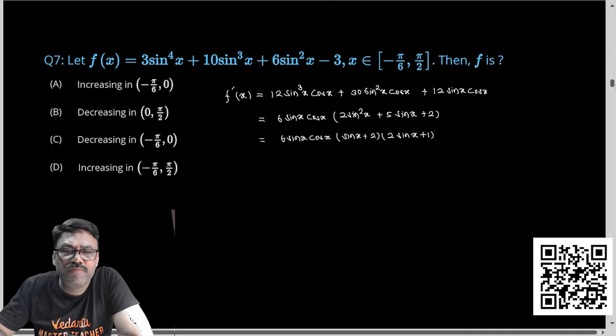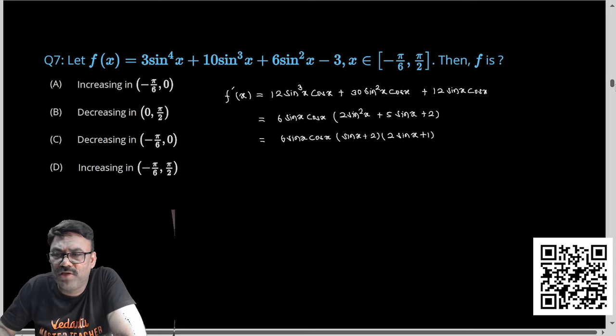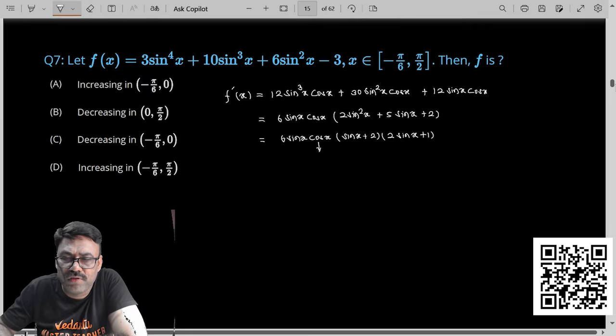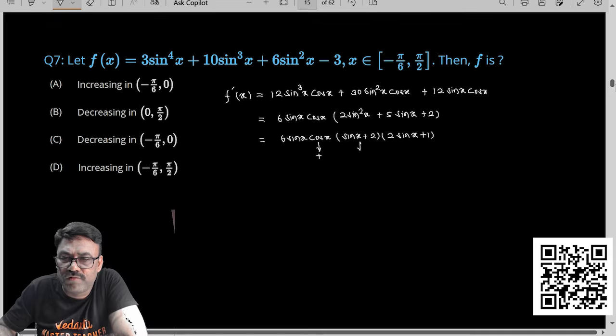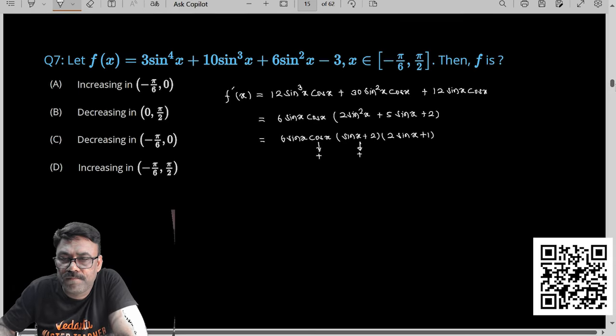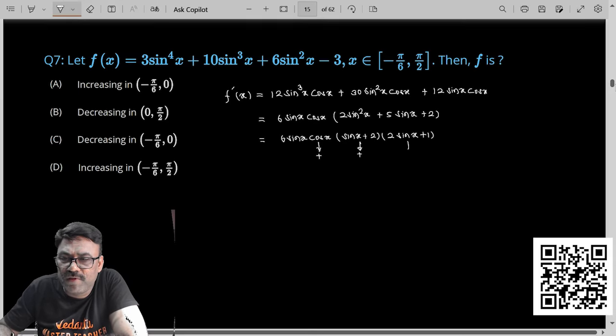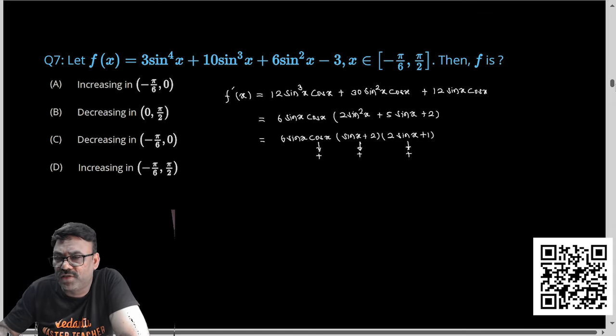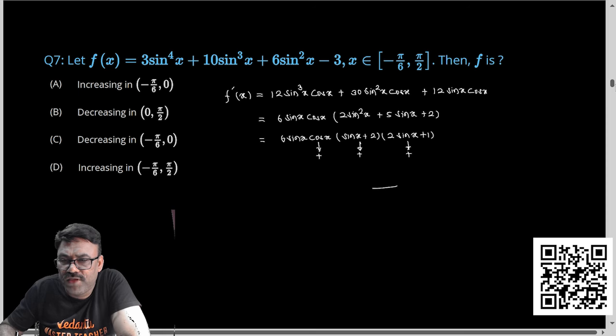Now between minus pi by 6 and pi by 2, your cos x is a positive quantity. This cos x is positive. This sine x plus 2 is also positive. This 2 sine x plus 1 is also positive between minus pi by 6 and pi by 2. Because x is greater than minus pi by 6, so sine x will be greater than minus half. So this is also positive. So only this sine x will change sign here.